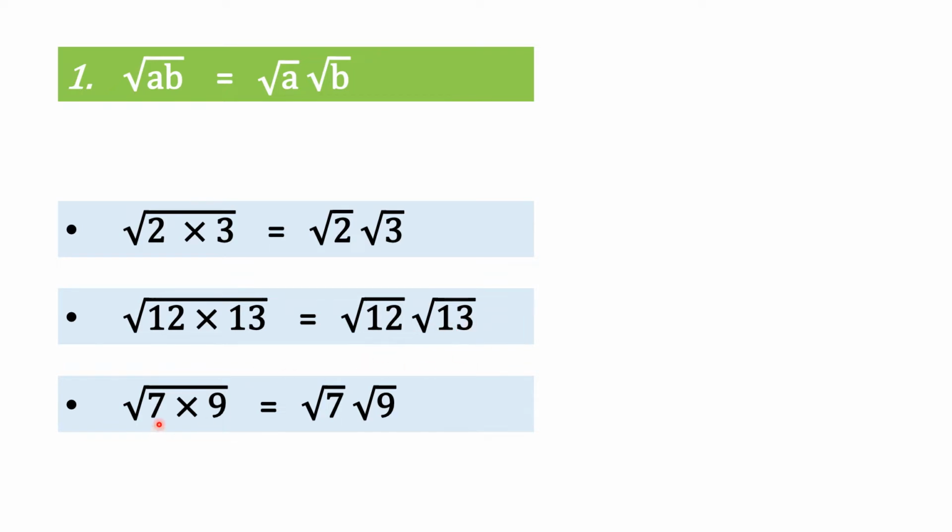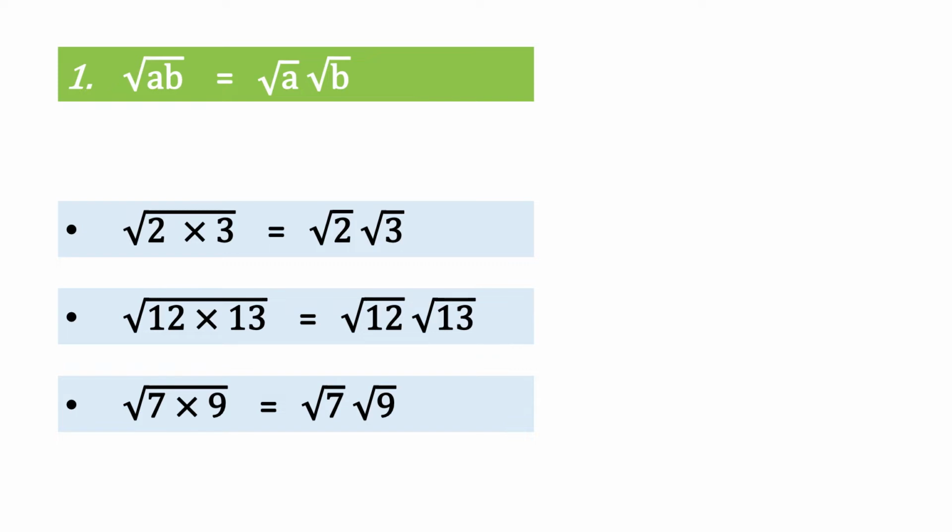Now another example, root 7 into root 9. What can we do? Root 7 separately, root 9 separately, and multiply them. You'll get the same answer as root 7 into 9. 7 into 9 multiplied, how much do you get? 63. So root 63 will be the same as root 7 into root 9, if you check. All right.